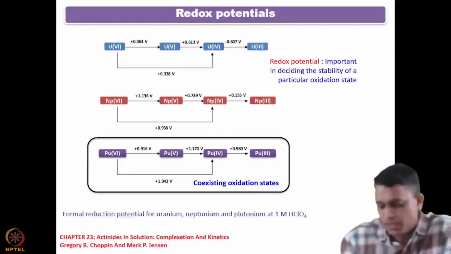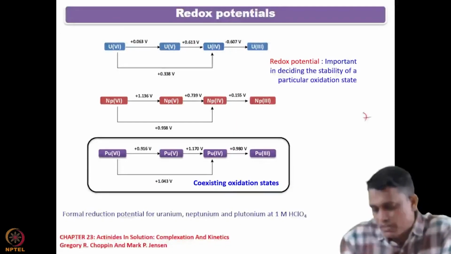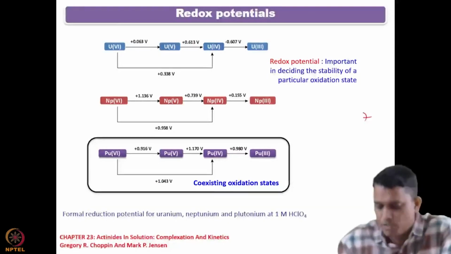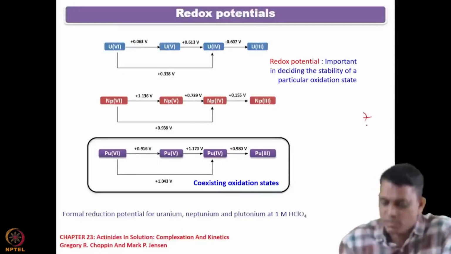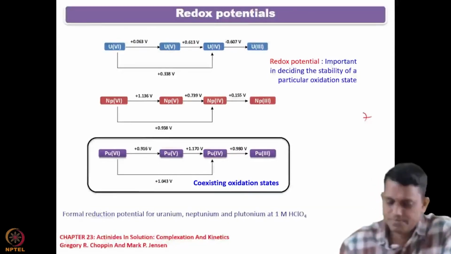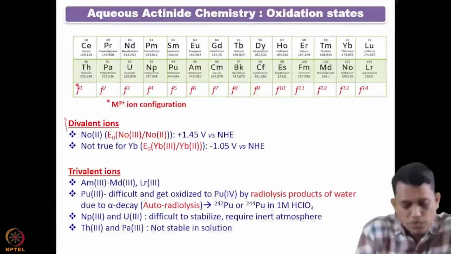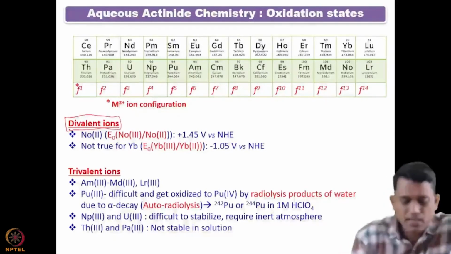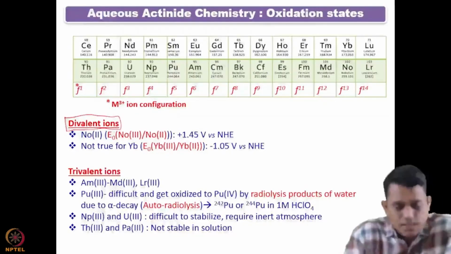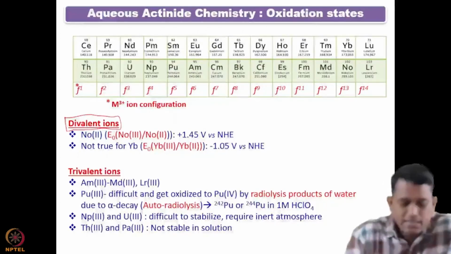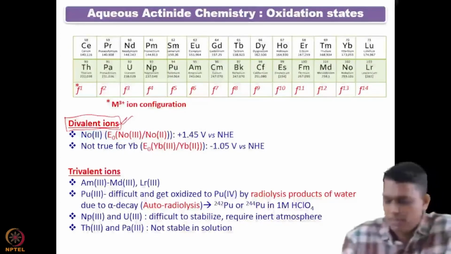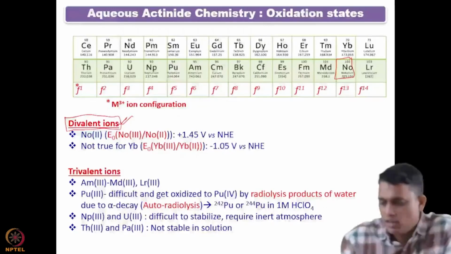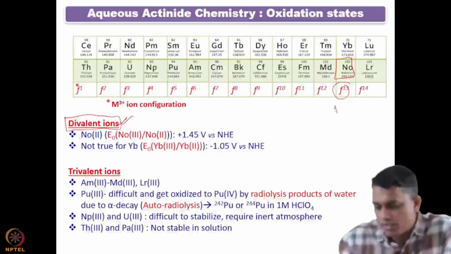As I've shown you, the actinides can have +2 to +7. What are the elements that exist in +2? And obviously +3, +4 to +7. So first off, we'll talk about the divalent ion. The only actinide that prefers this state is nobelium. You can see here. And along with this, I have given you the electronic configuration in the M3+ state.